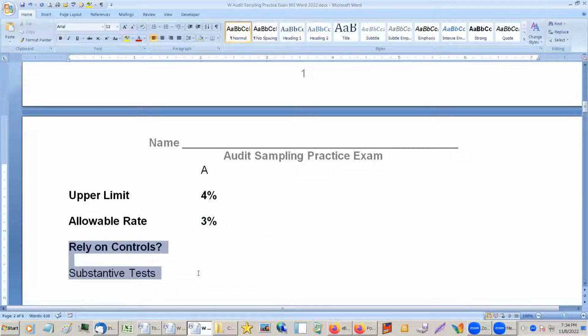They cannot, because the upper limit is higher than the allowable rate. That's exactly right. Can you rely on that? No. And for substantive tests, we would have to increase these.